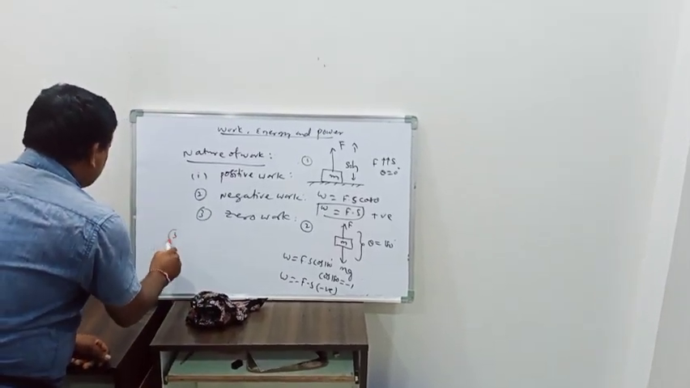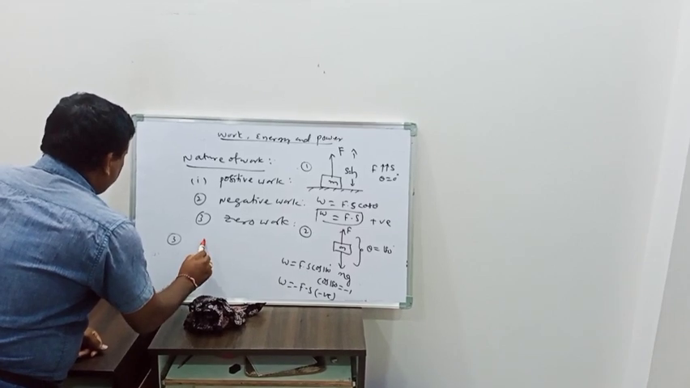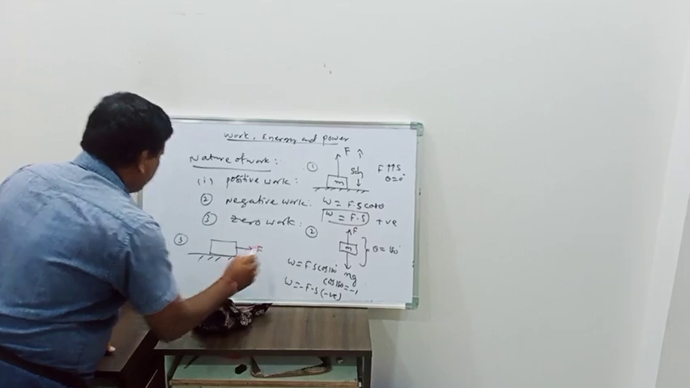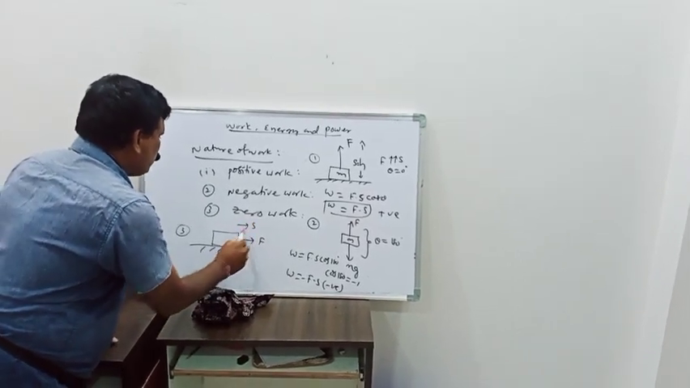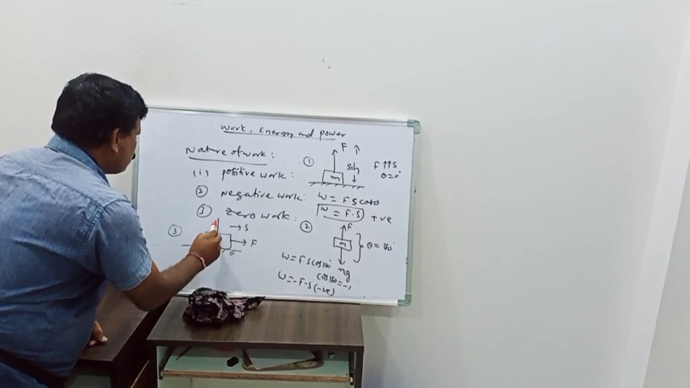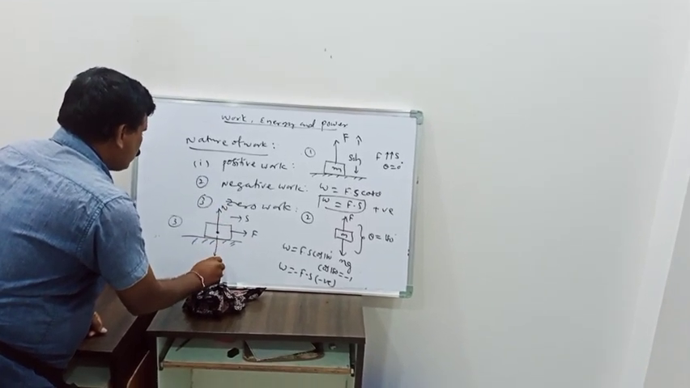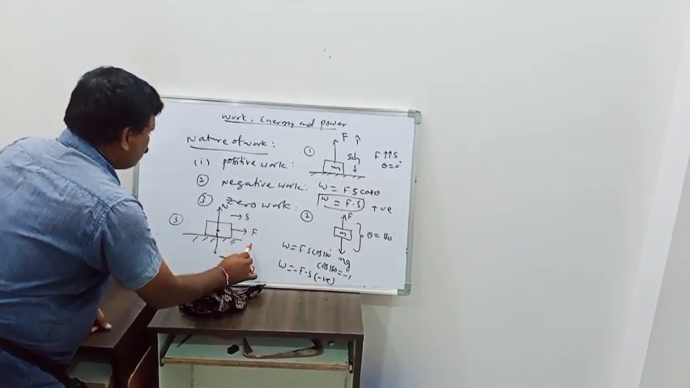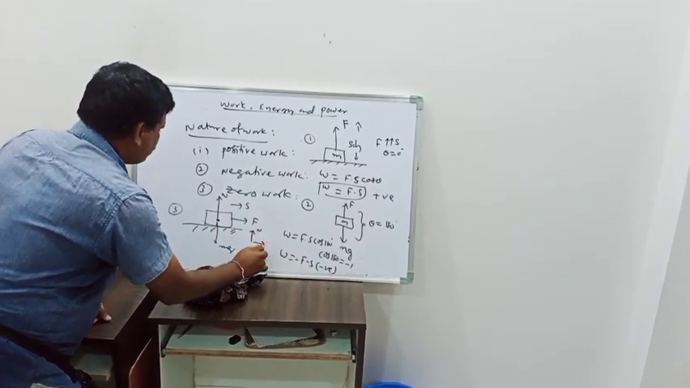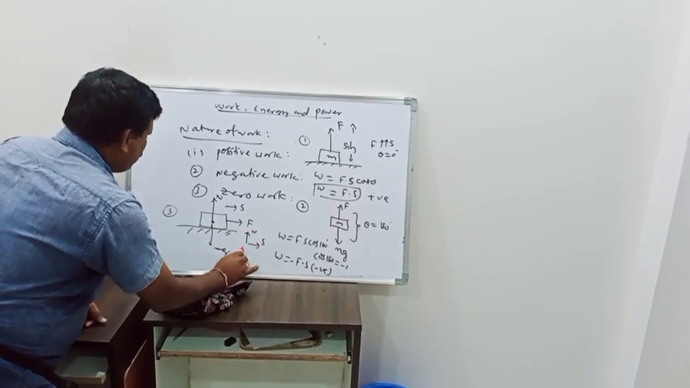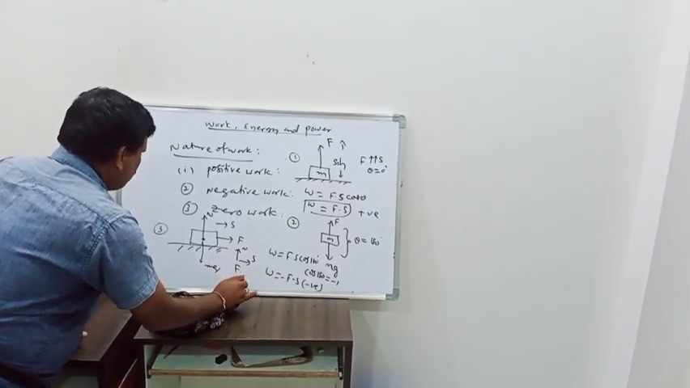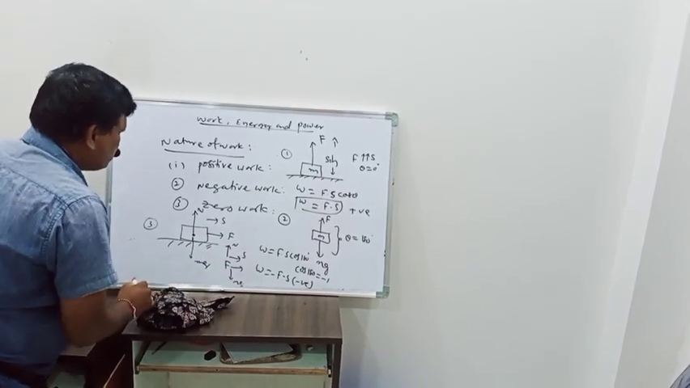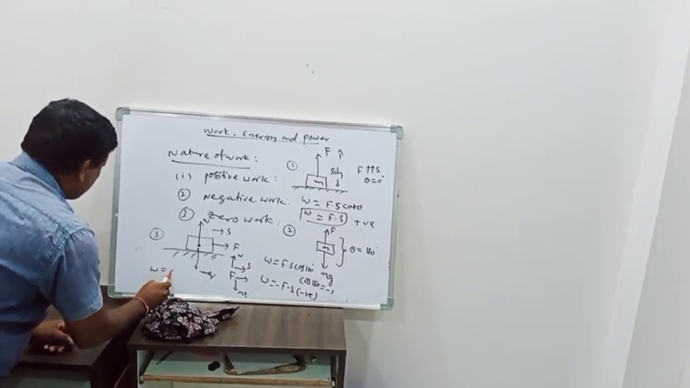Next, the third one, zero work. A block is moving on a rough horizontal surface. This is the applied force, and this is the displacement of the block. Here the normal reaction is upward and the weight of the block is downward. The normal reaction is perpendicular to the displacement. In a similar way, the applied force is perpendicular to the weight of the block. So work done is 0.